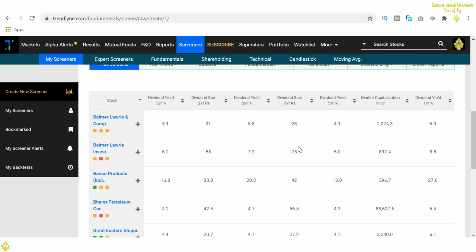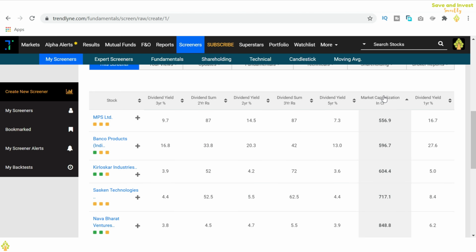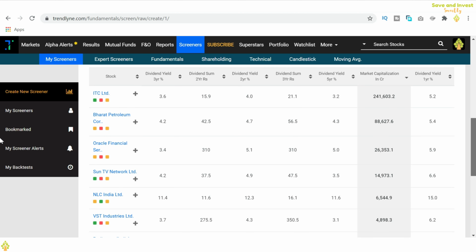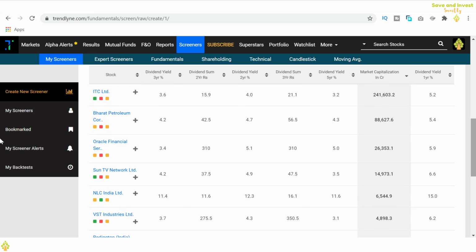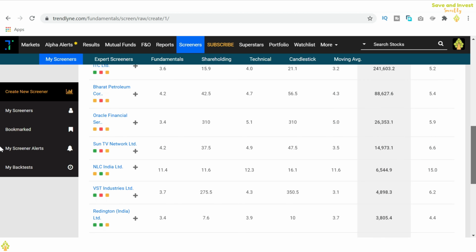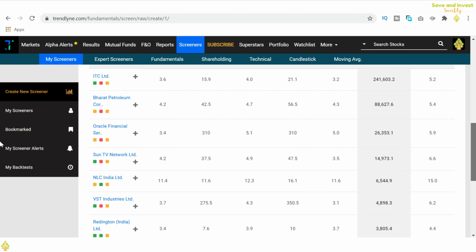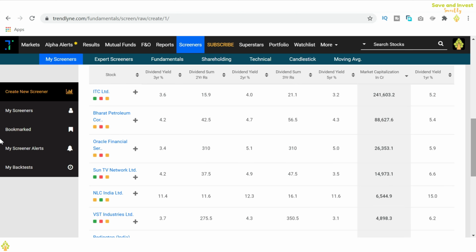Let us sort as per the market cap to get the large cap stocks on top. You can now see the top large cap stocks that generate dividends more than 3% per annum and also whose dividends are consistently growing in last 3 years. Hope this has given you a good understanding about dividend growth rate and its importance in dividend investing.